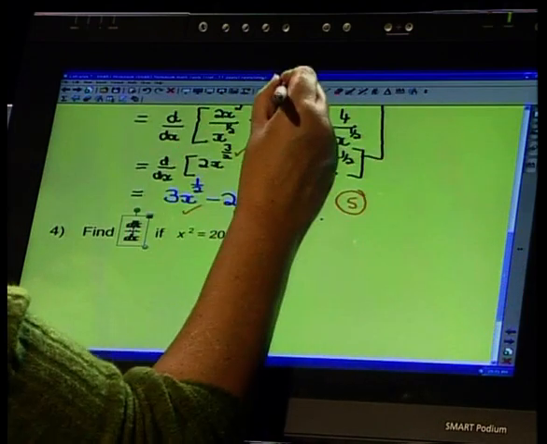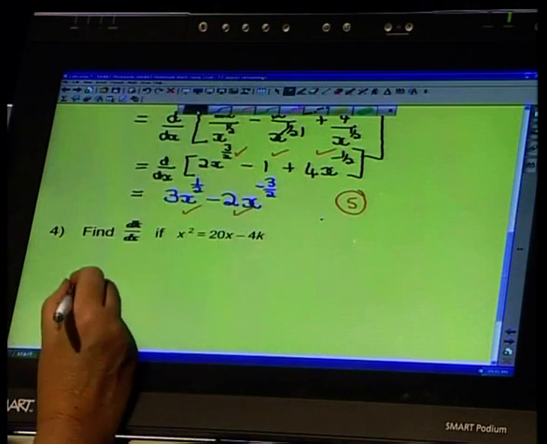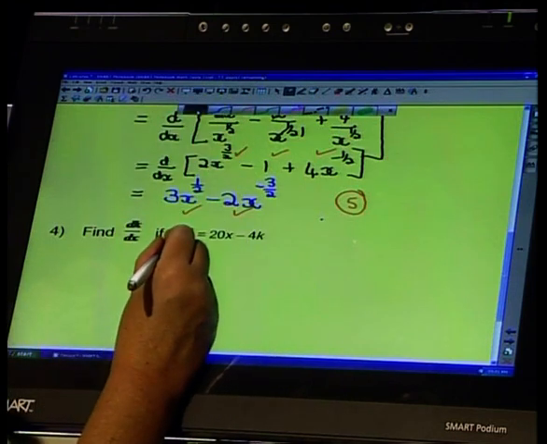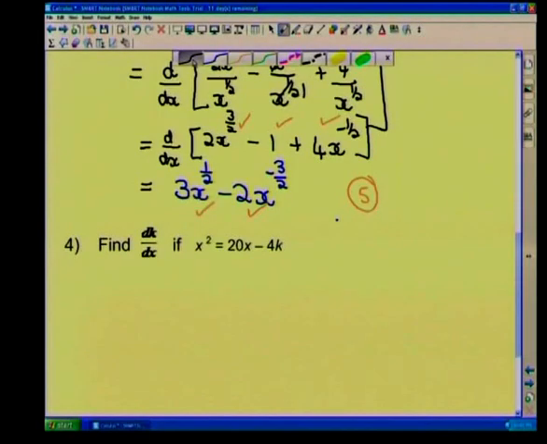So let's just bring him up, so he's in the right spot. All right, so now it says, if x squared is equal to 20x minus 4k, remember the first thing I said to you is look at what variable you're working in. You're working in x. What are they telling you must be the subject of the formula? They're telling you k must be the subject of the formula.